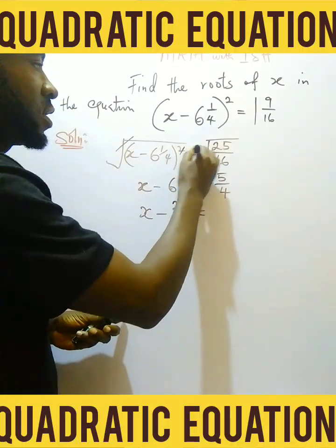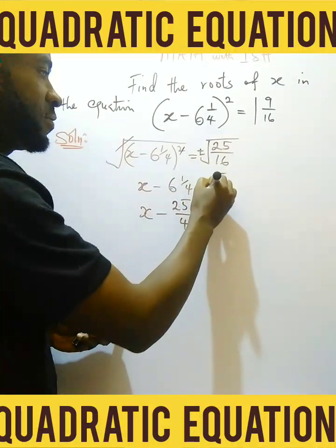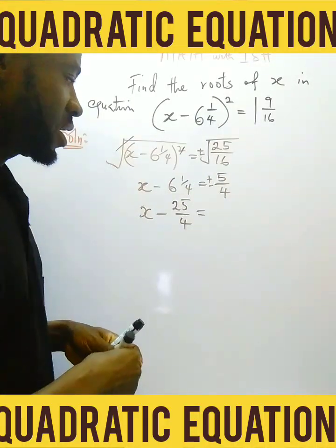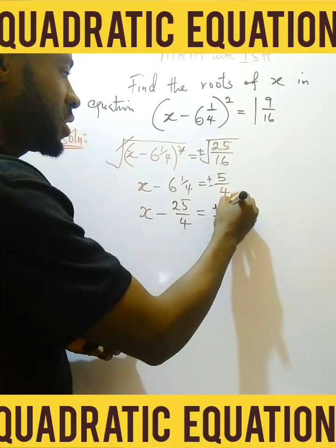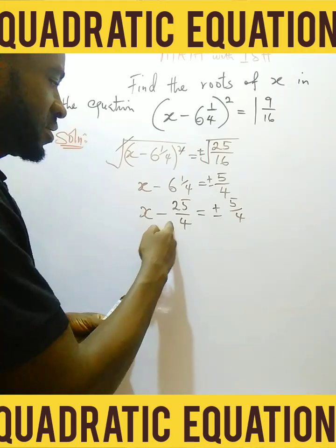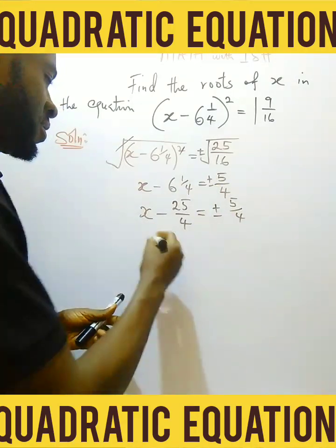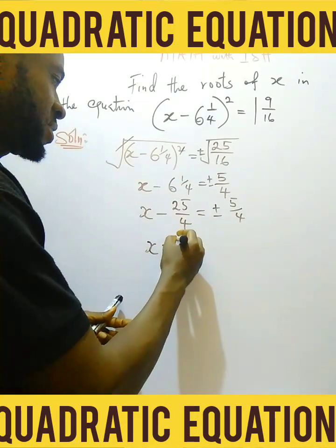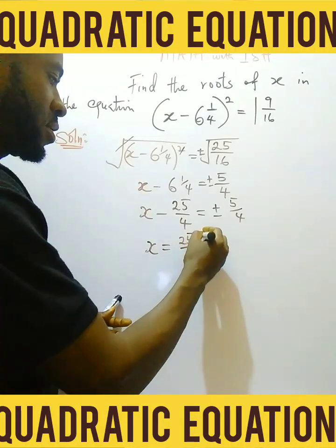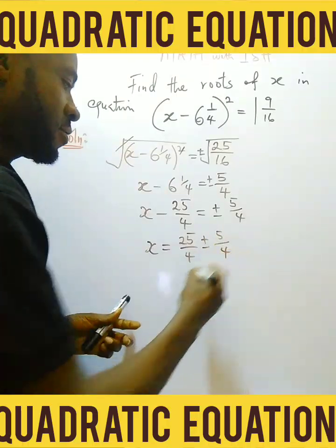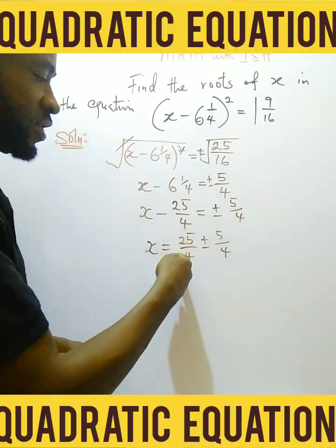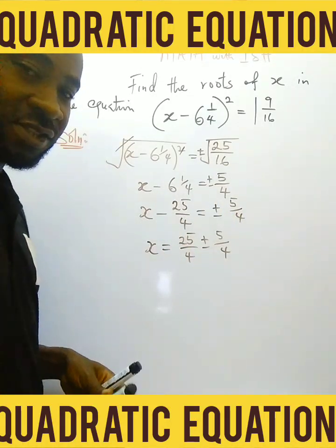Okay, sorry, I forgot something. We're supposed to put plus or minus in front of the square root sign, okay? Because we are supposed to have two values. Now, this gives us plus or minus 5 over 4. And then the next thing to do is to take this minus 25 over 4 to the right-hand side, so that it becomes 25 over 4 plus or minus 5 over 4. Can you observe that the sign changed to positive as it crosses over to the right hand side?